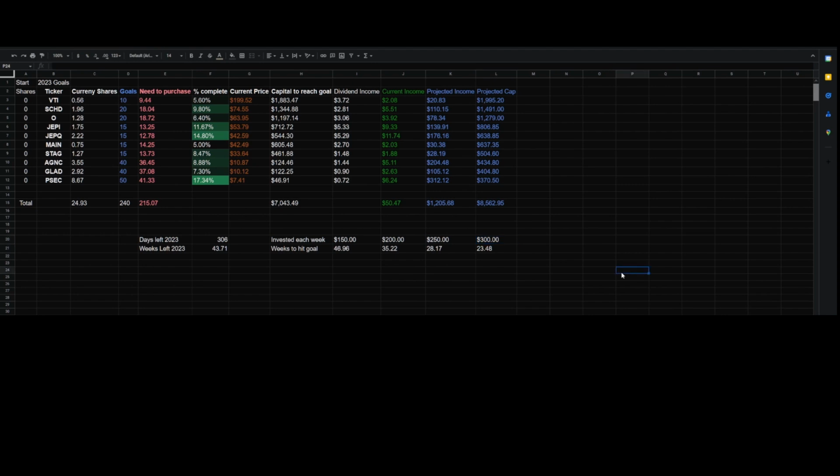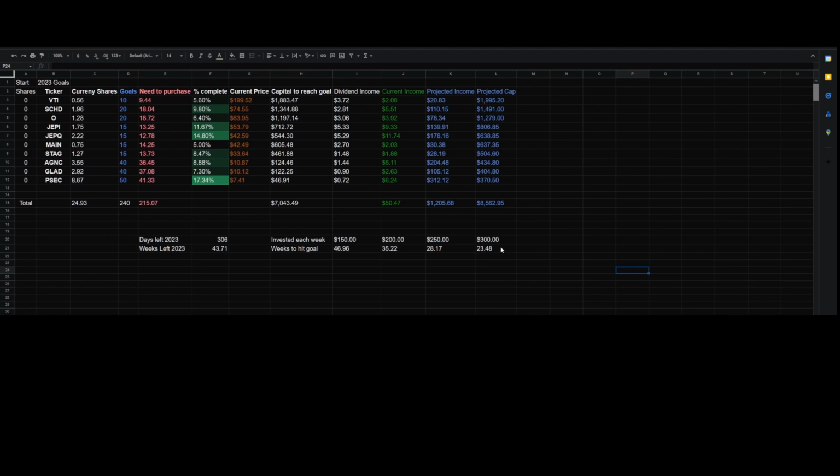Which is honestly pretty cool. So if we take the 150 a week, 200 a week, 250 a week, 300 a week, you can see the big difference there. So if I'm only doing 150 a week, it's going to take me 47 weeks. If I'm doing 200 a week, it'll take me 35 weeks. Which means I could get it done this year at 200 a week. If I do 250 a week, I could potentially get it done in 28 weeks and 300 a week in 23 weeks. So this is a very doable goal to get it done by the end of the year.